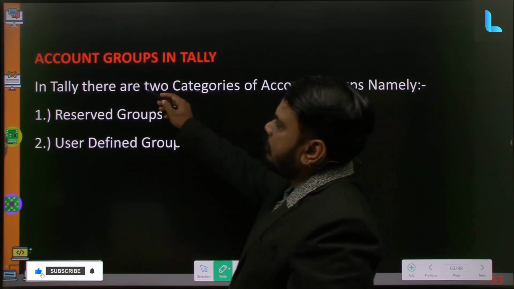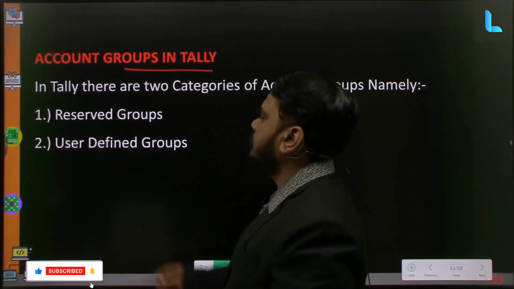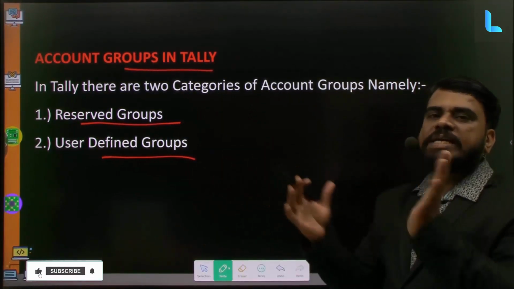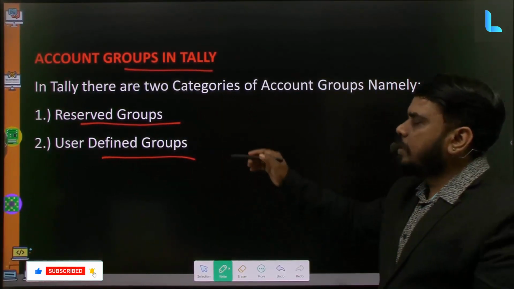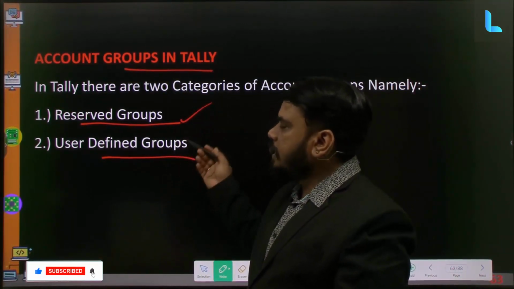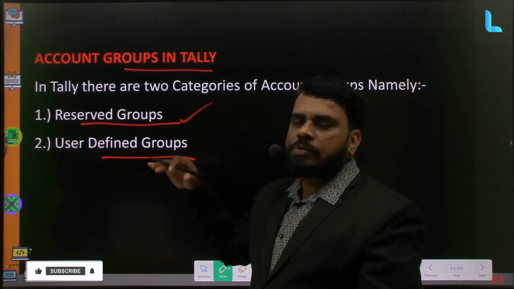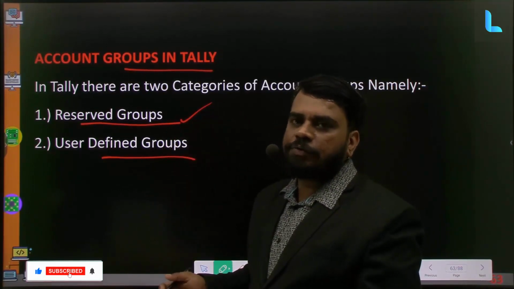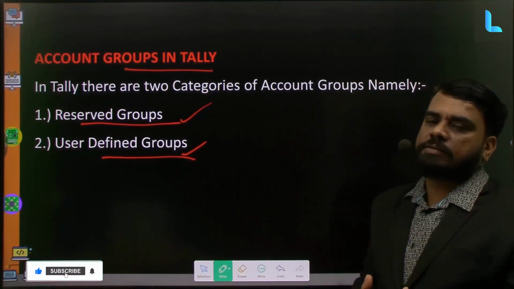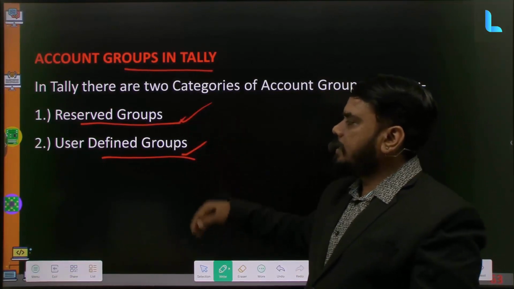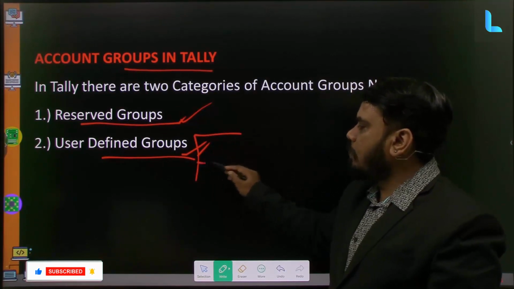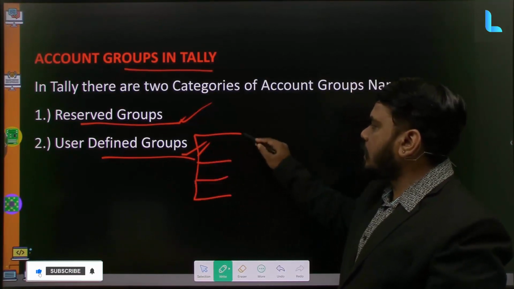Account groups in Tally I have already discussed with you. There are 2 types. One is the reserved groups and the other one is user defined. Reserved groups means which are already existing in Tally. So you need not create these groups in Tally. They are already there. We need to just create subgroups and ledgers under these and continue with our accounting process. User defined groups means the groups which we create. Leaving the reserved groups, if you need another type of group, then we create it. But the user defined group also comes under these account heads only.